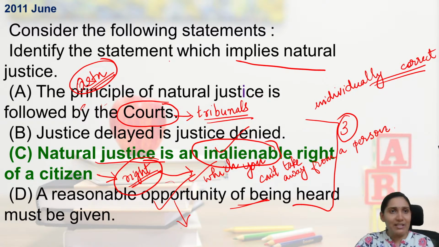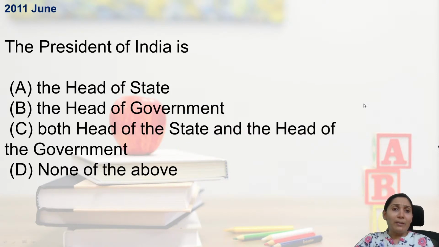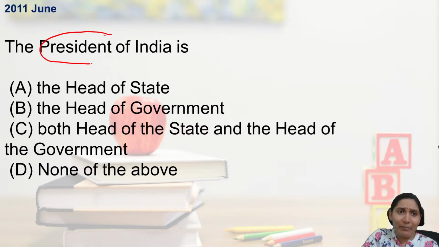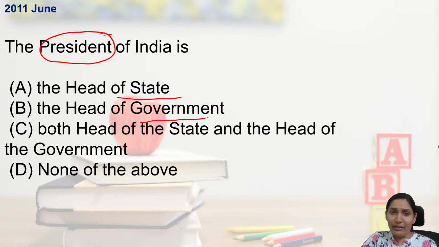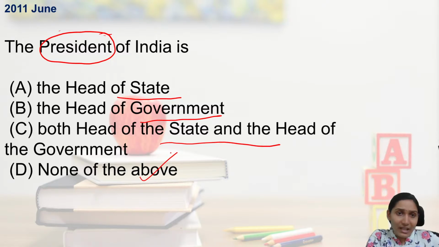Okay. Previous year questions. Now, the President of India. This is a direct question. I hope nobody will make it wrong. But still, don't worry, even if you go wrong, no issues. You have to attempt it. Many times in the class, we have repeated the same sentence. The President of India is the head of the state, head of the government, head of the state and the head of the government, or none of the above. So, which one is the right answer here?